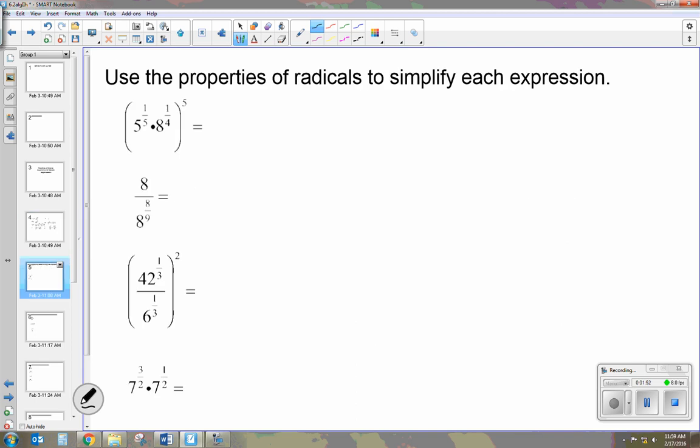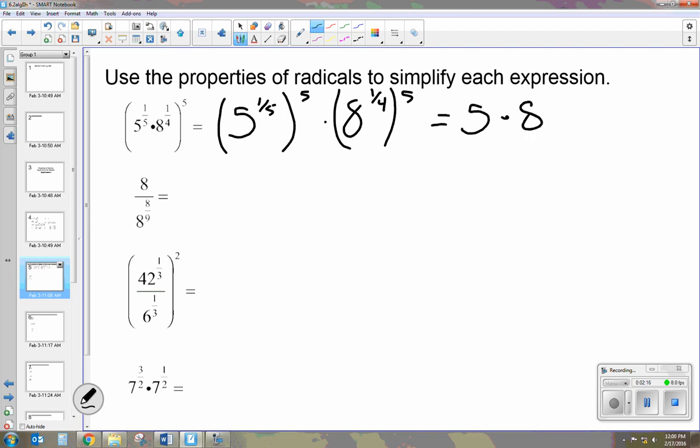Moving on, we're going to use these properties to simplify expressions. In this first case, we can take our 5th power and apply it to both the numbers within our multiplication. When we do this, our first term, because we have power to power, simply multiplies the exponents, and we're left with 5 times 8 to the 5/4. And we can leave it like that for right now.